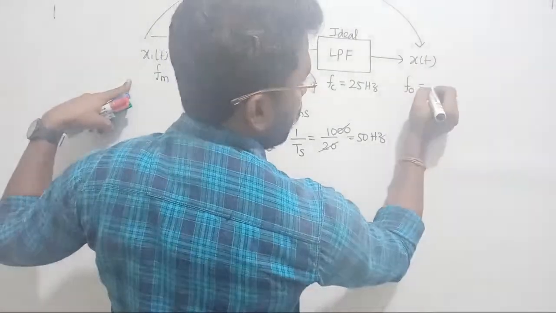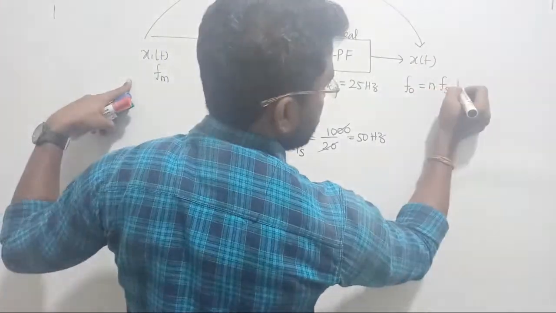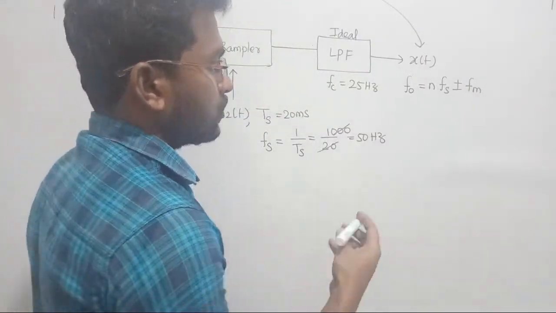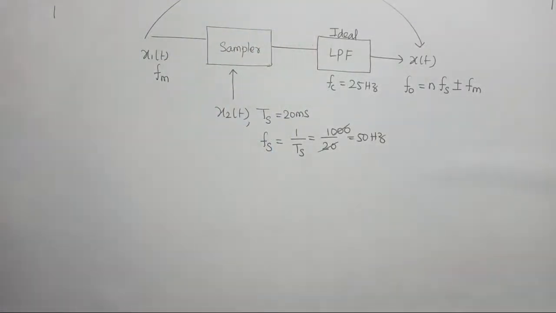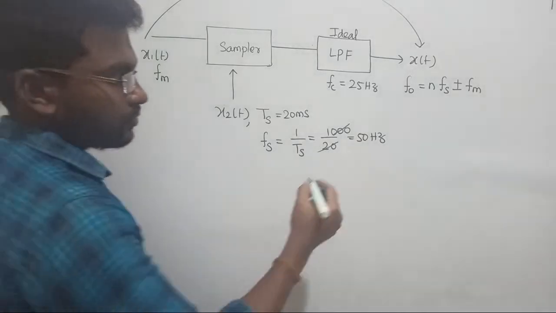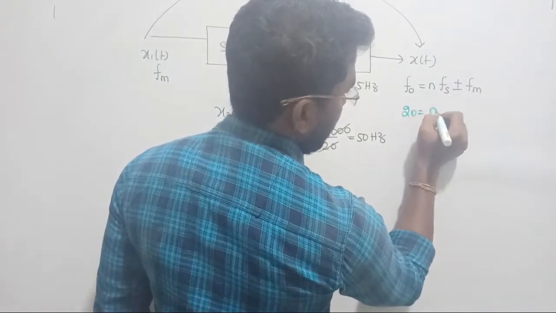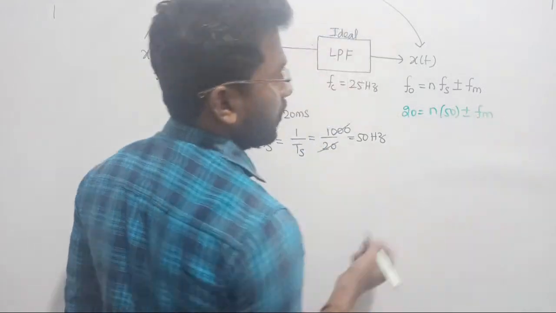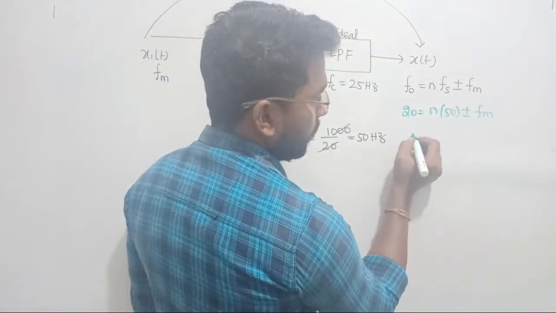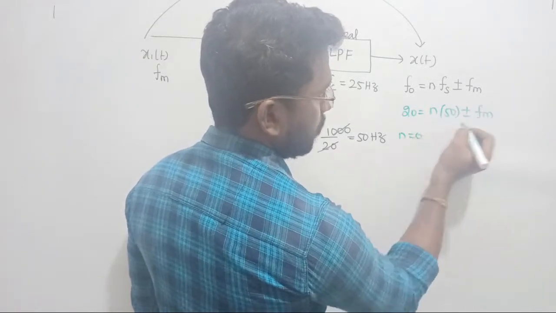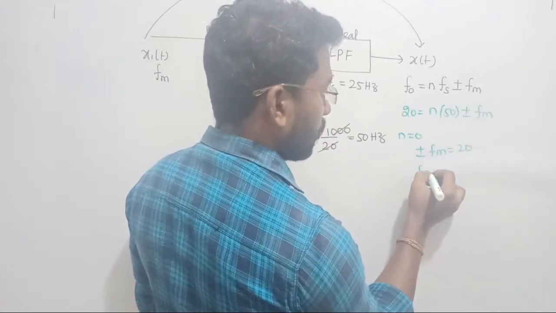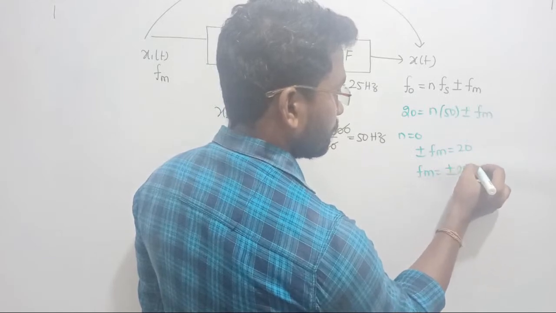But the output frequency, as we defined earlier, can be written as n times fs plus or minus fm. Now let us check. The output frequency is given in the question as 20 Hz, equal to n times the sampling frequency 50 Hz, plus or minus the maximum frequency. First, put n equal to 0: plus or minus fm equals 20, so fm equals plus or minus 20 Hz.